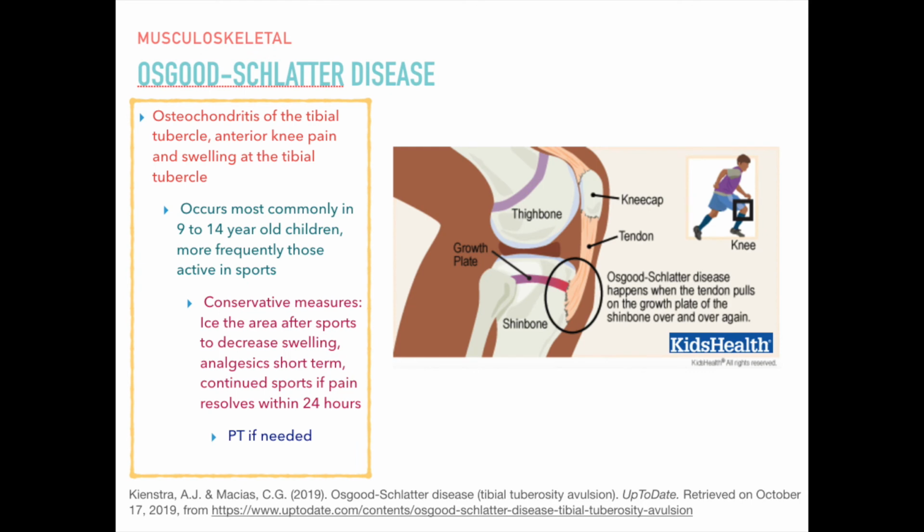So this slide covers Osgood-Schlatter's disease, and never mind the little red squiggly under that. I could not convince my computer that that is how that word is spelled, but it is osteochondritis of the tibial tubercle, and it causes anterior knee pain and swelling. So it occurs most frequently in children between 9 and 14 years old, and more frequently in those that are active in sports. So really managing this is very conservative.